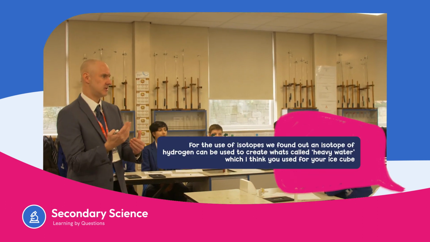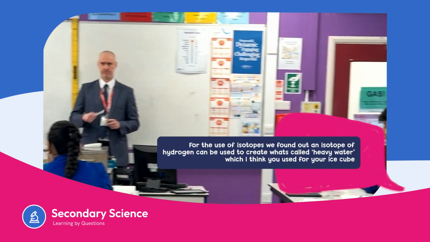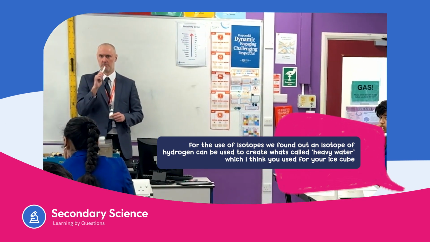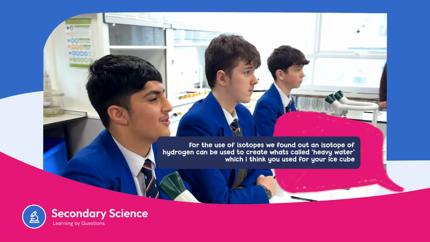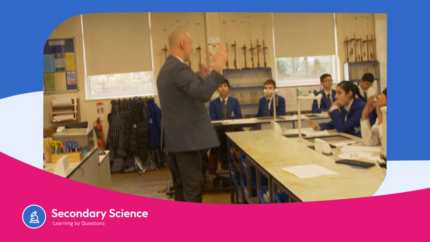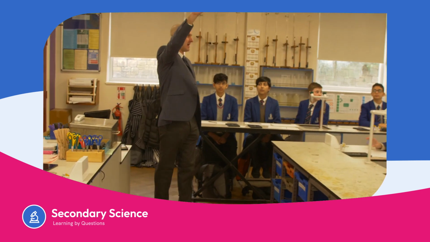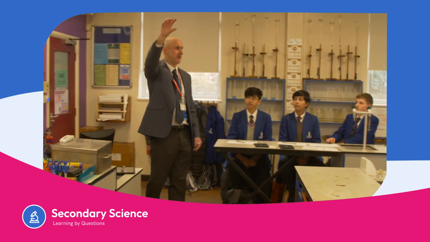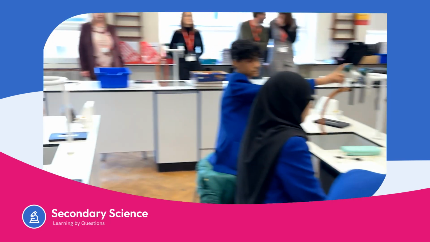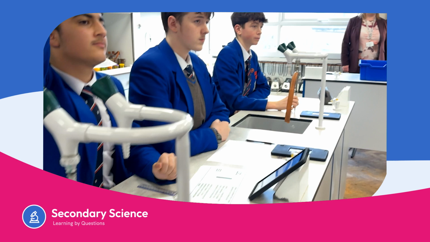For the use of isotopes, we found out that an isotope of hydrogen can be used to create what's called heavy water, which I think you used for your ice cube. Oh, amazing. We're going to find out more about that. Yes, an isotope. Did anyone pick up what the mass number of isotope hydrogen was? Young man, go on. 2. Brilliant. So what does that mean if it's got a mass number of 2 and an atomic number of 1?